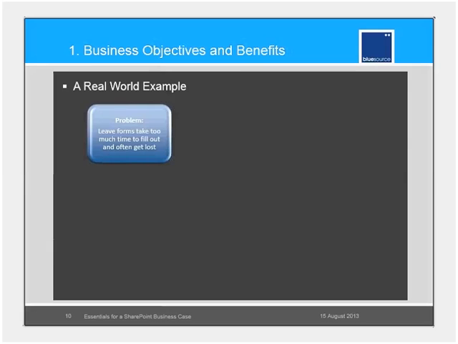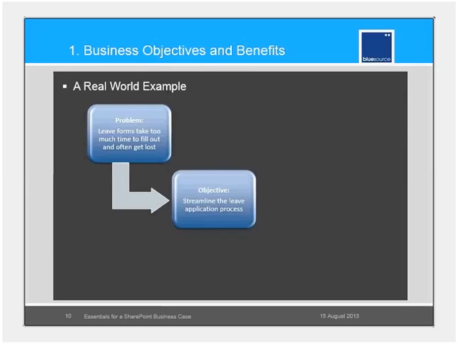And so the problem that they're trying to solve is leave forms take too much time to fill out, and kind of a sub problem of that is they often get lost as well, which obviously takes even more time. So the objective in this case, we decided this was a nice, simple piece of work, a day to implement, and they have a number of business processes like this once we got the ball rolling.